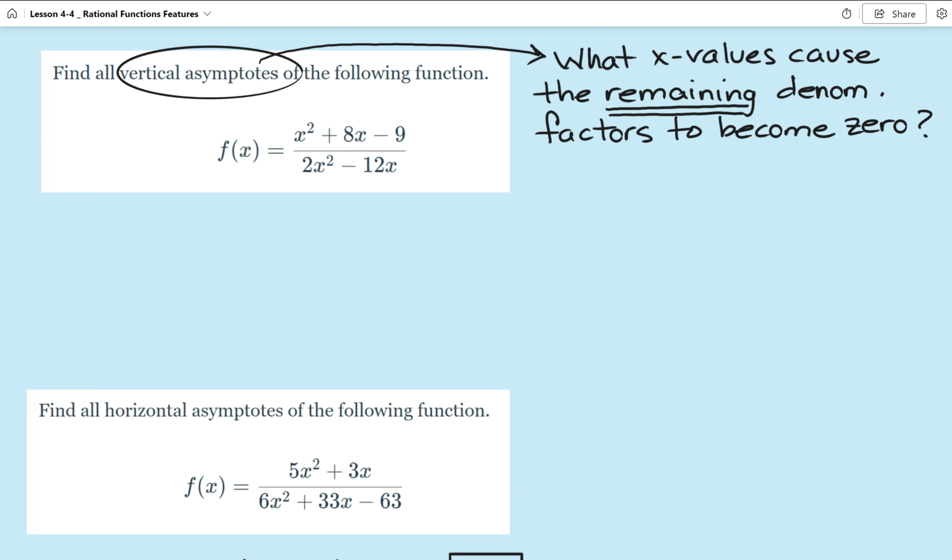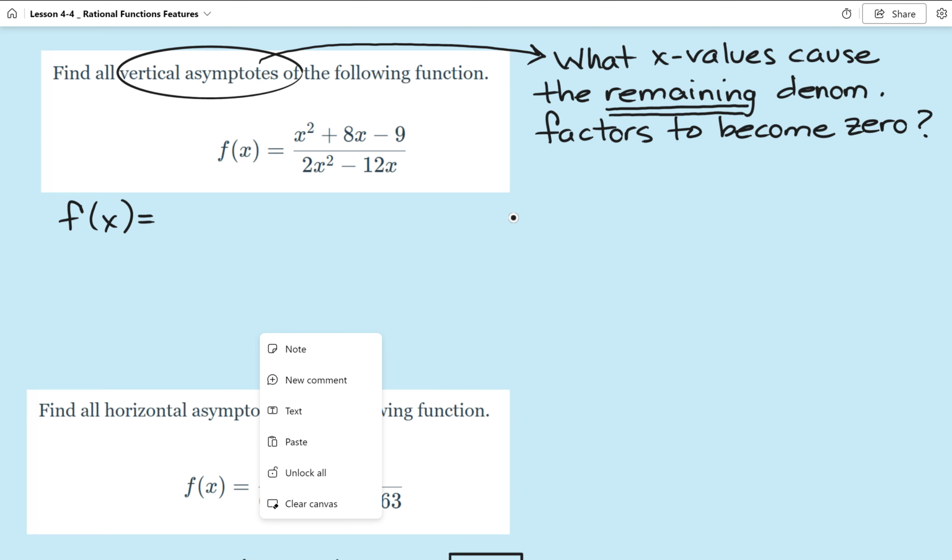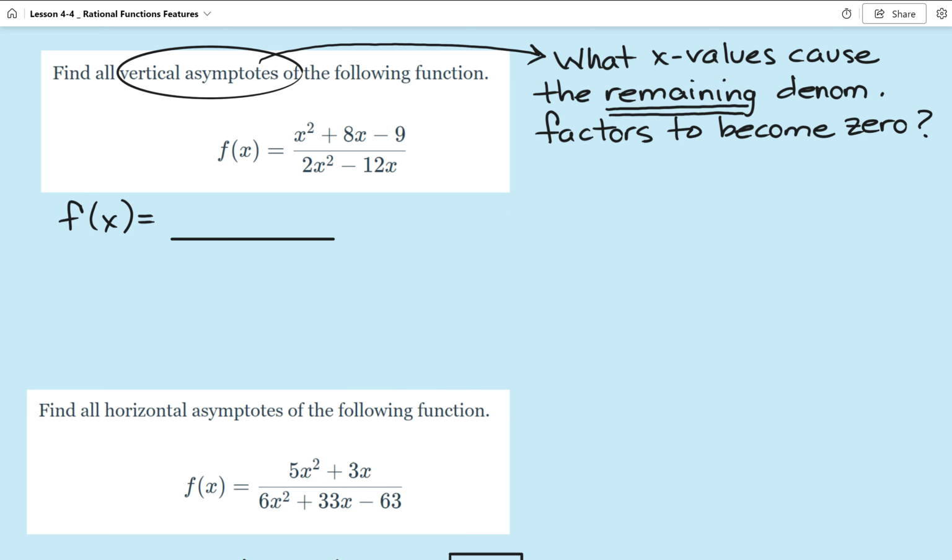So in the previous example, in finding undefined values, I had you just look at the denominator, factor, and set them equal to 0, and you gave me the answers, okay? Here I'm also asking you to look at the denominator, but this time I used the word remaining. And so here's why I need you to see the difference between example number 1 and example number 2, all right? Let us go ahead and look at this problem. f of x equals x squared plus 8x minus 9 over 2x squared minus 12x. But I would like you instead to factor both the numerator and the denominator when it comes to vertical asymptotes.